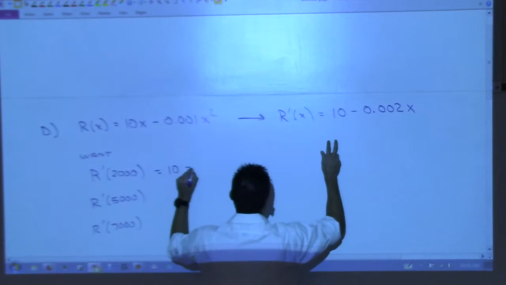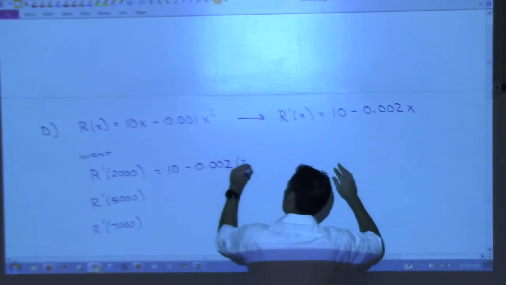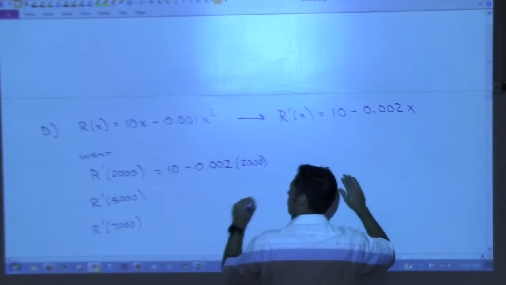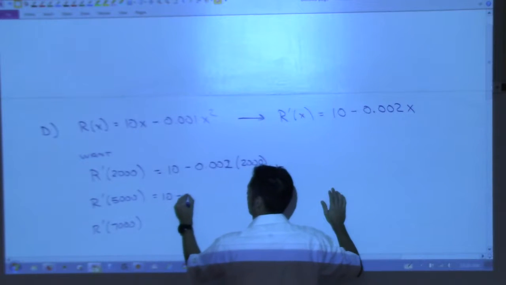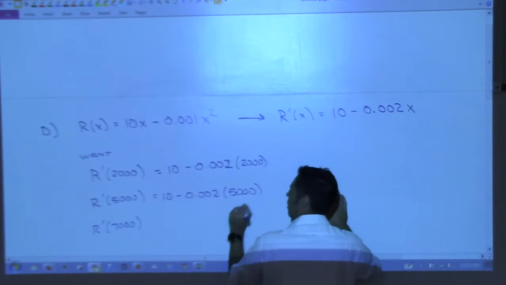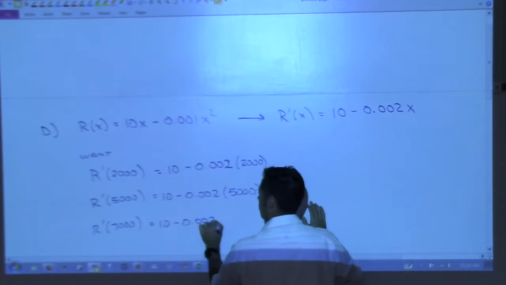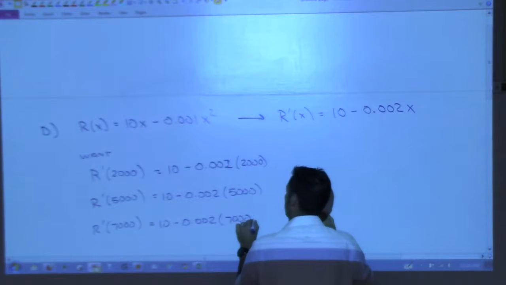So 10 minus 0.002 times 2,000, and then 10 minus 0.002 times 5,000, and then 10 minus 0.002 times 7,000.